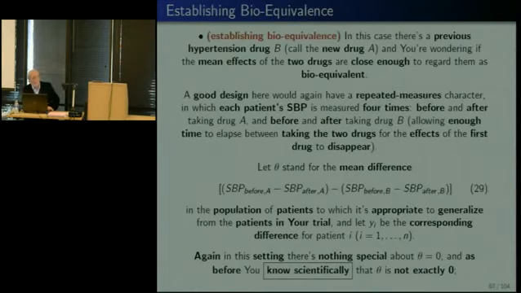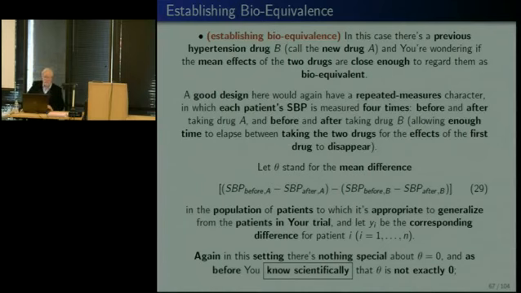Now, what about another standard situation in which we'd be wanting to compare one model with another? This corresponds to what people call bioequivalence. Here, there's a previous hypertension drug B, and let's call the new drug A. And now this brings in monetary considerations like Jeffrey was asking about. You're wondering if the mean effects of the two drugs are close enough to regard them as bioequivalent, because then if drug A costs less than drug B and they have the same effect on people, then you'd want to go with drug A.